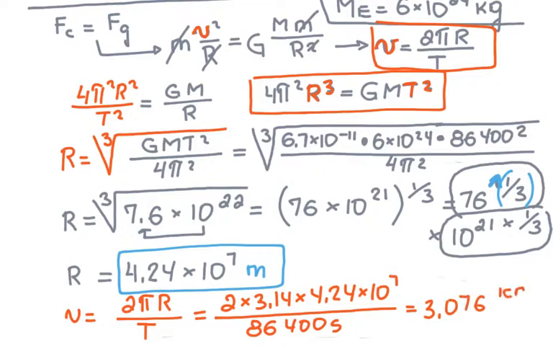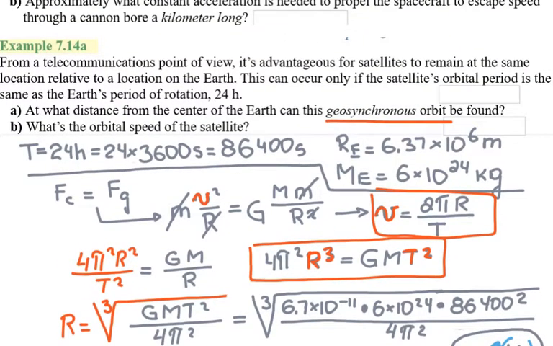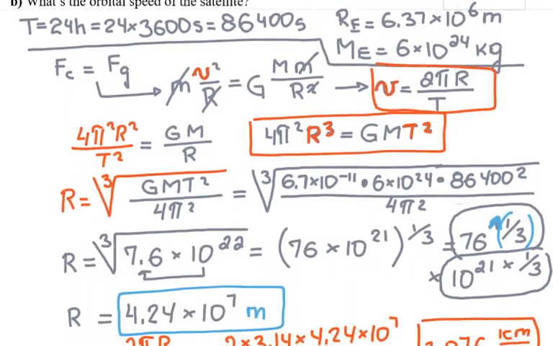So if I plug in all these numbers, I will get 3.076 kilometers per second. So this would be the final answer for this question. That's the velocity at which the satellite is moving in geosynchronous orbit.